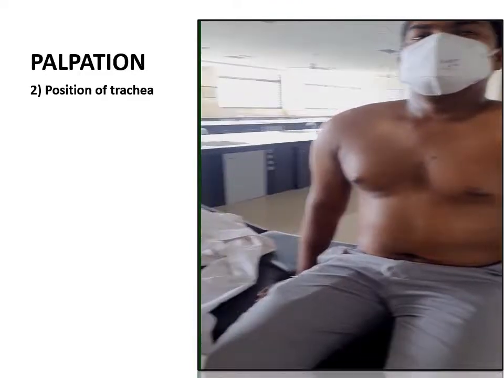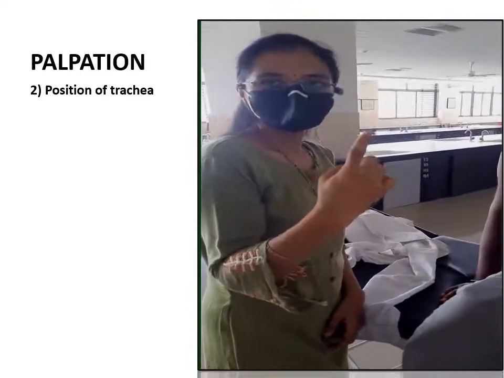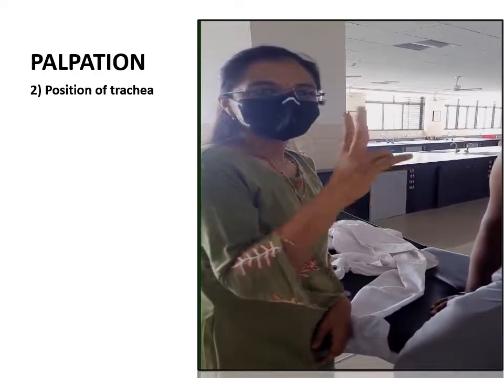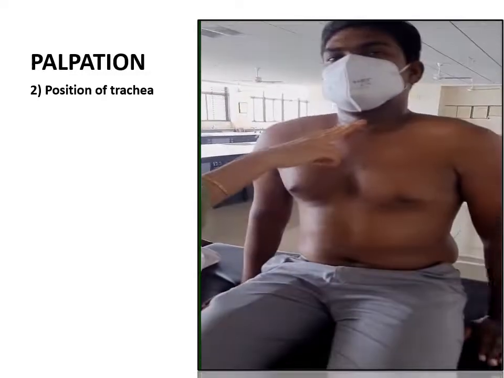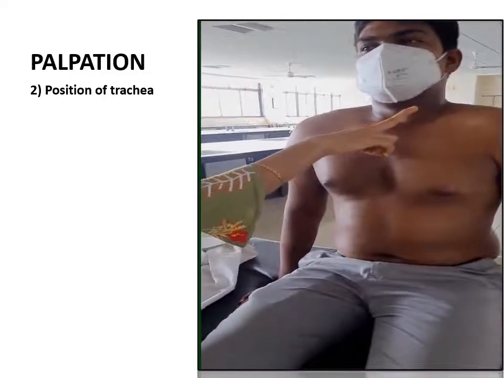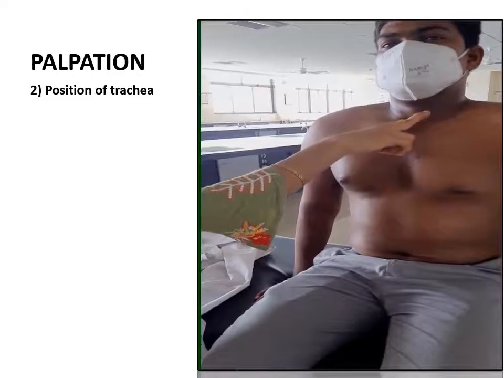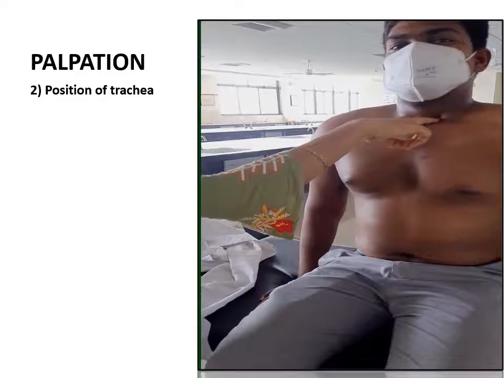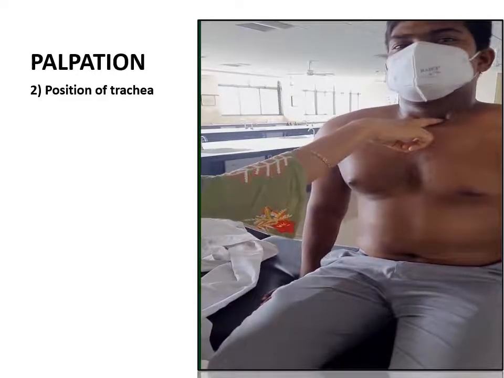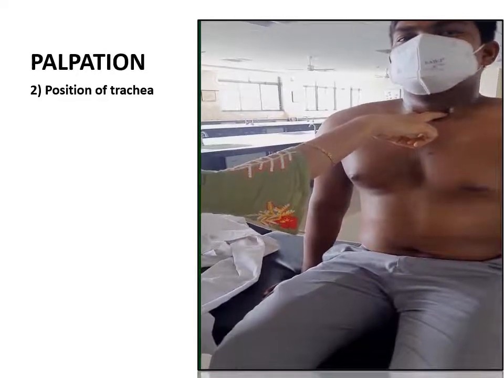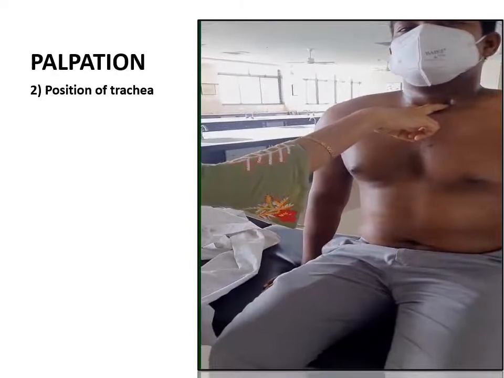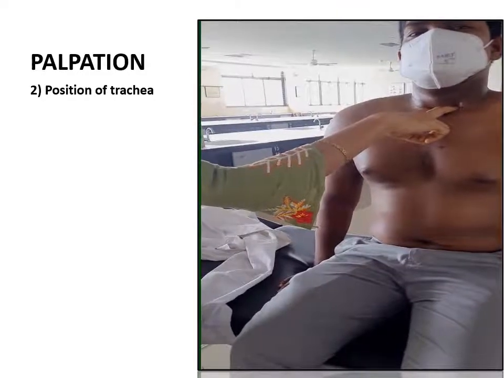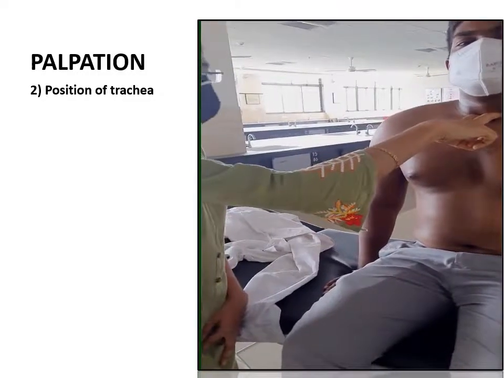Now another method: you can use index finger and middle finger. The index finger you have to place between the sternocleidomastoid muscle and trachea, and the middle finger you have to place between the other sternocleidomastoid and trachea. If it is easily insertable, then the trachea is central. But if it is not easily insertable on either the left or right side, that means the trachea has been shifted to that particular side.